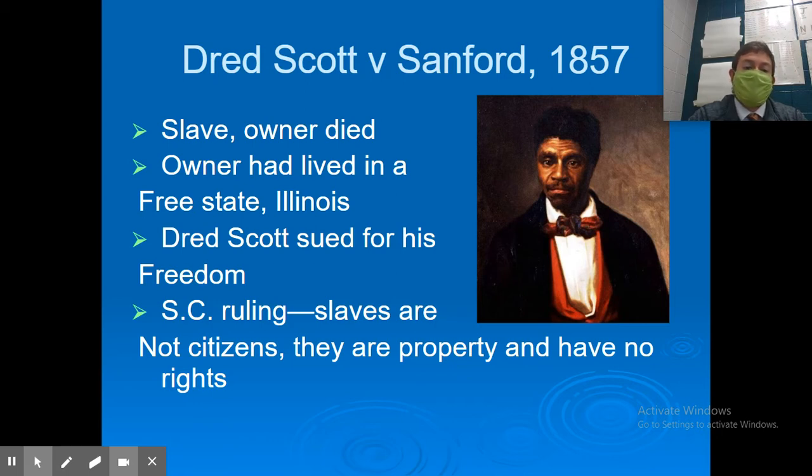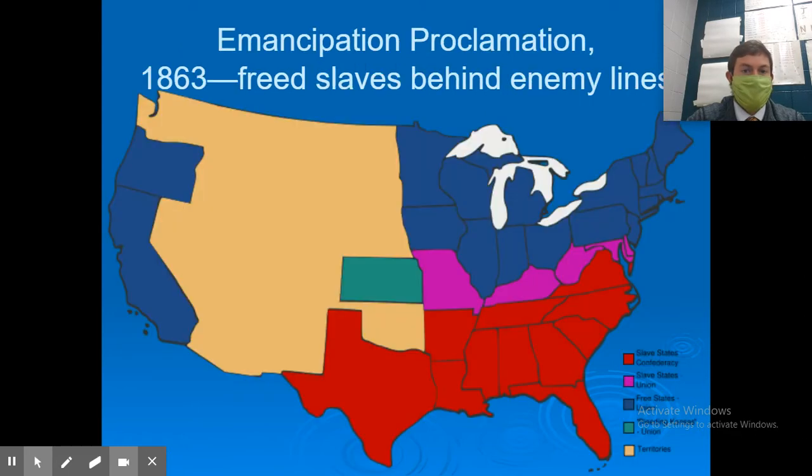The Supreme Court ruling was that slaves are not citizens, they are property and have no rights. Therefore, he could not bring the court case to trial, which made no sense because he wasn't a citizen. So that was their logic in not giving him his freedom.